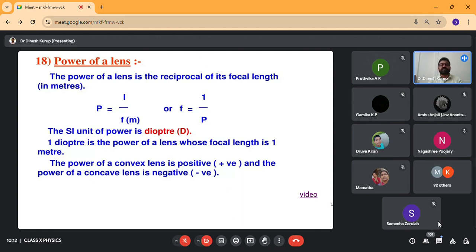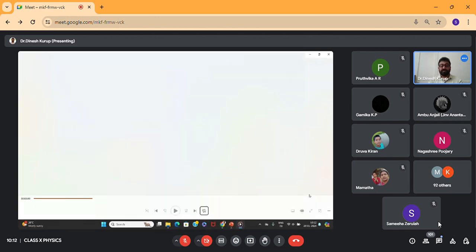Correct. Okay, next one. The power of a lens is calculated as the reciprocal of its focal length in meters. F equals 1 by P. The unit of power is the diopter, represented by capital D. Obviously, the power of a convex lens is positive, and the power of a concave lens is negative. For more clarity, let us see this video.